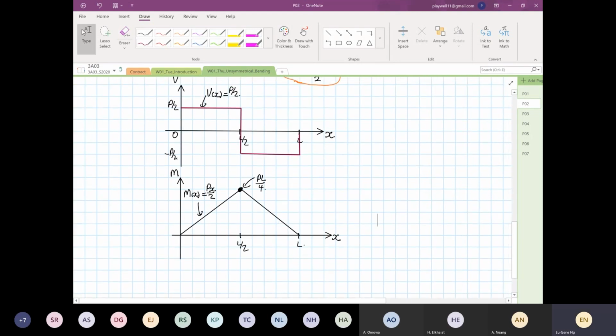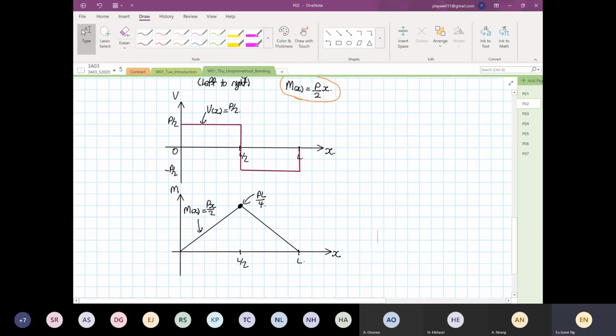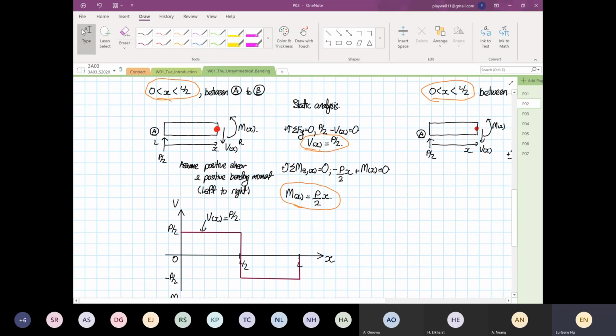Right. Can someone tell me what is the relationship between the shear force and bending moment diagram? I know we are doing pure bending, but I want to recap this so that in future courses you will have less problem. Anyone can tell me what's the relationship by looking at this diagram? Moment, Eugene. Moment is the derivative of the shear force, the moment diagram. Okay, you are giving me a mathematical expression now. Yeah, absolutely right.